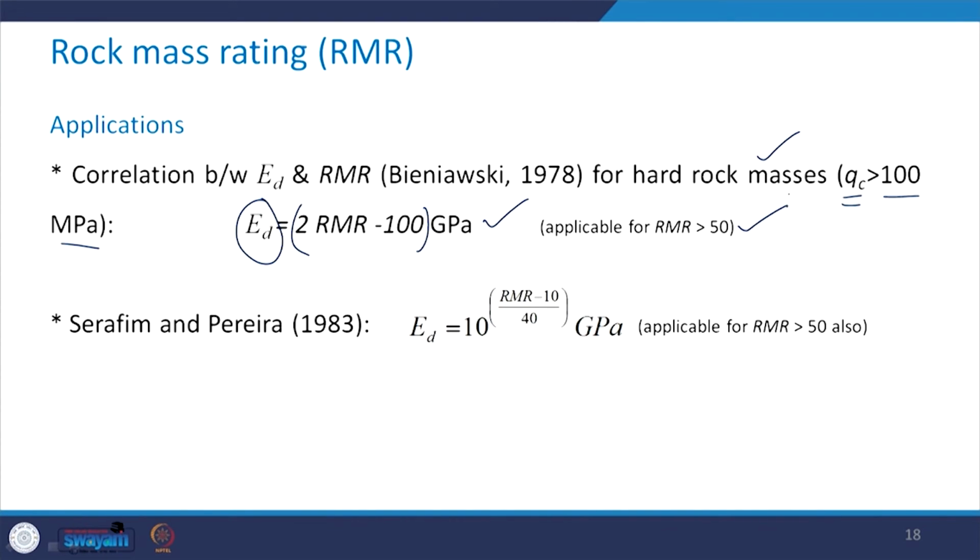The next one, which is very important and quite often used, is the expression which was given by Serafim and Pereira in 1983, where the deformation modulus is given as 10 to the power (RMR minus 10) upon 40. And this is also in GPa. I mentioned to you earlier also that we need to be careful about the units, because all these expressions are empirical in nature. So this expression is applicable for all the values of RMR.